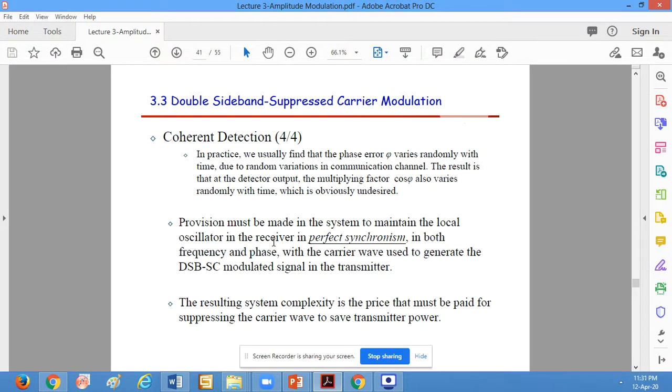We should take care in double sideband suppressed carrier coherent detection that the local oscillator used to generate the carrier should be in perfect synchronization. That is, it should have the same frequency and phase as the carrier used to generate the double sideband modulated signal at the transmitter side. The resulting complexity here is that the price is increased, since we have to maintain synchronization of the carrier at the transmitter and the receiver side. Thank you.